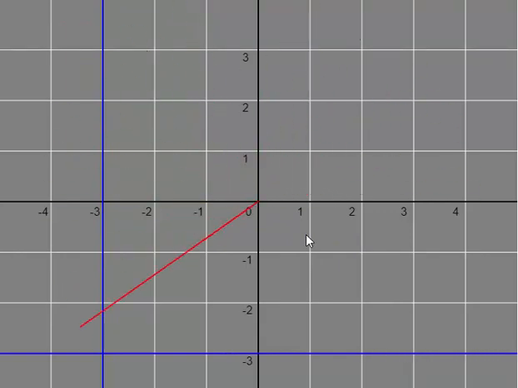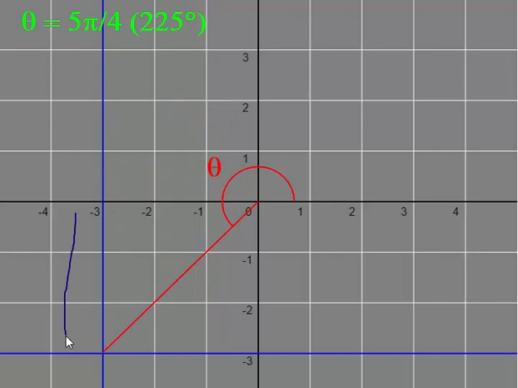3? Now if we take the arctangent of minus 3 over minus 3, the calculator will give us pi over 4 or 45 degrees, which again means we need to add pi to the answer to get 5 pi over 4 or 225 degrees.